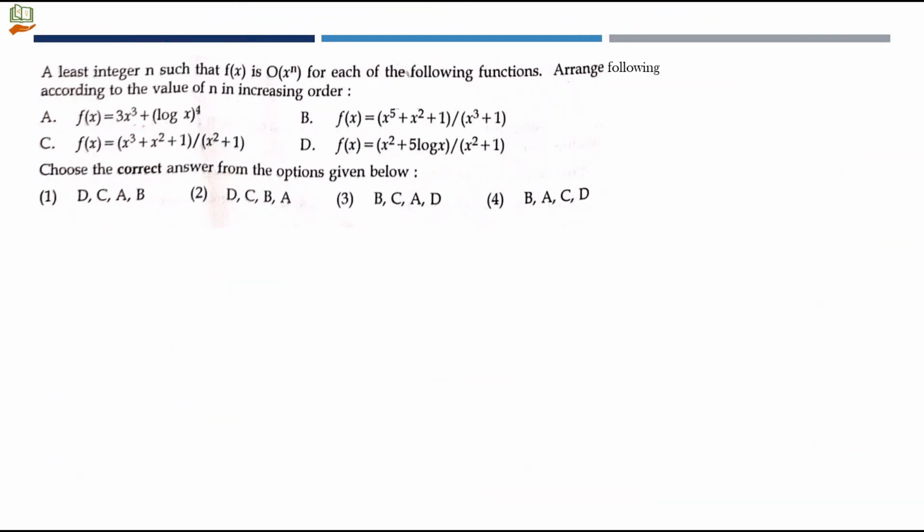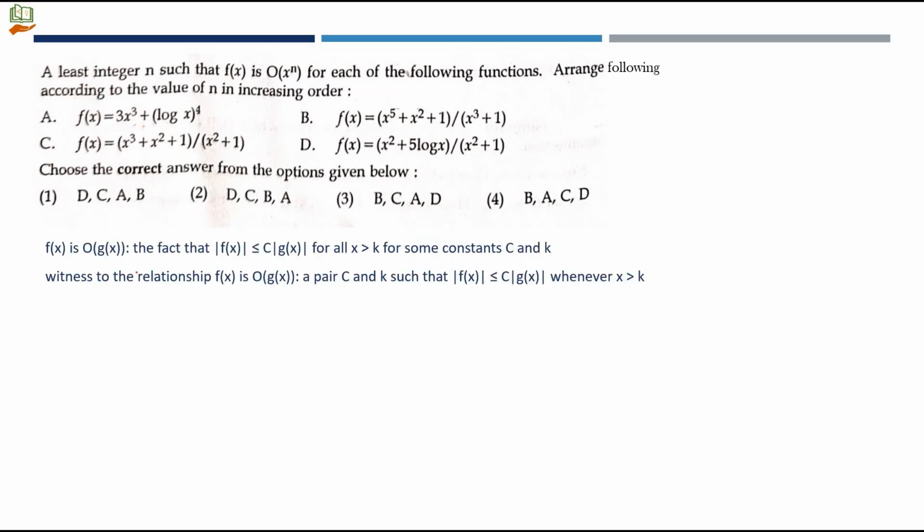Next question. Find the least integer n such that f of x is big O of x power n for each of the following functions. Arrange according to the value of n in increasing order. Where is the n? It is in the power of x. So based on the complexity degree, you have to arrange them. I want to explain in an elaborate way. I will complete that explanation, and after that I will tell you how you should solve this quickly from an examination point of view. So let's start with the elaborate way.